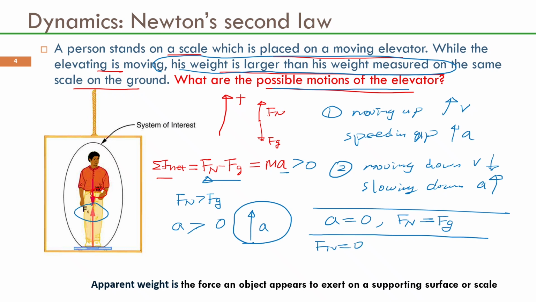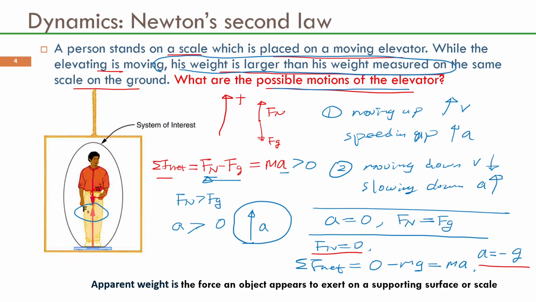If the normal force becomes 0, that means this person becomes weightless. And if the normal force becomes 0, that means the net external force equals 0 minus mg, which equals mass times acceleration. If you look at this equation, what does that mean? That means your acceleration equals minus g.